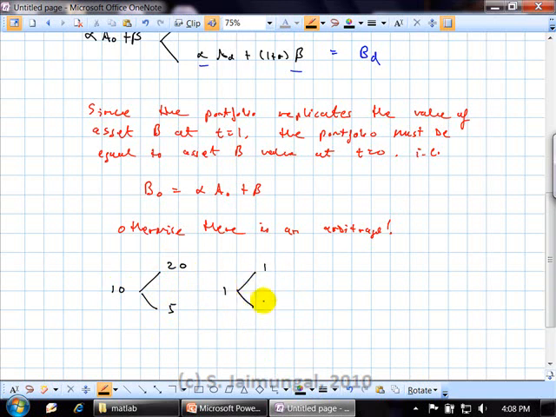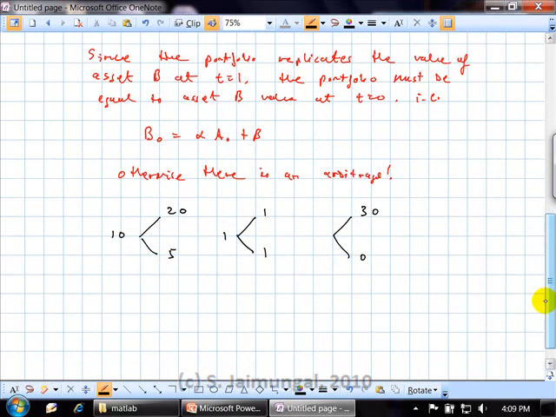The money market account is this, okay? And I'm trying to think here, what do I want? Let's make this 30 and make that 0. Okay, so this is my asset B.